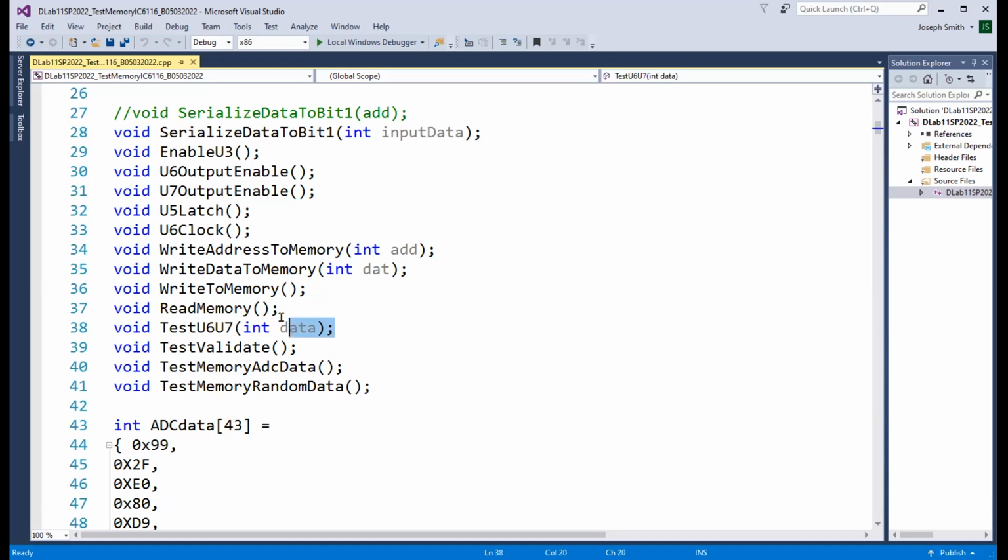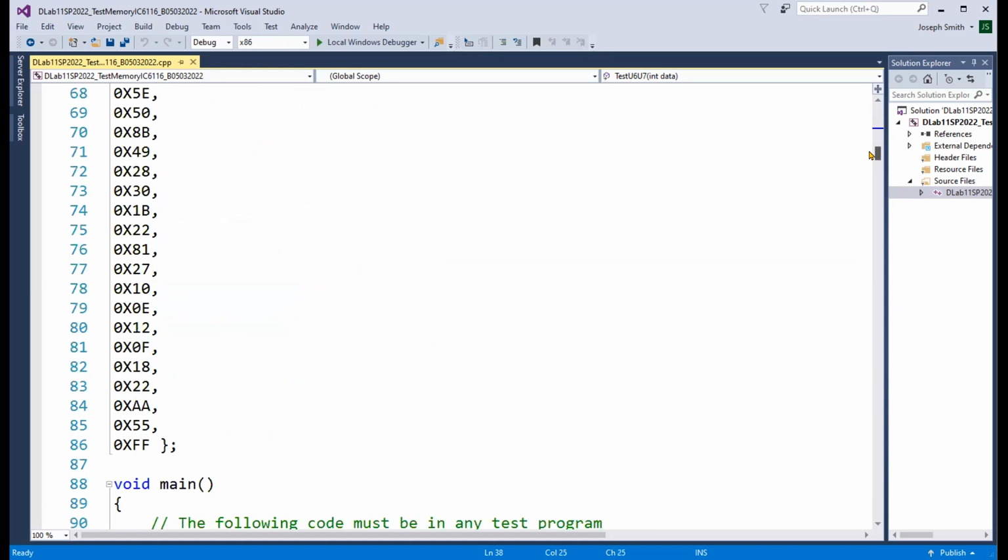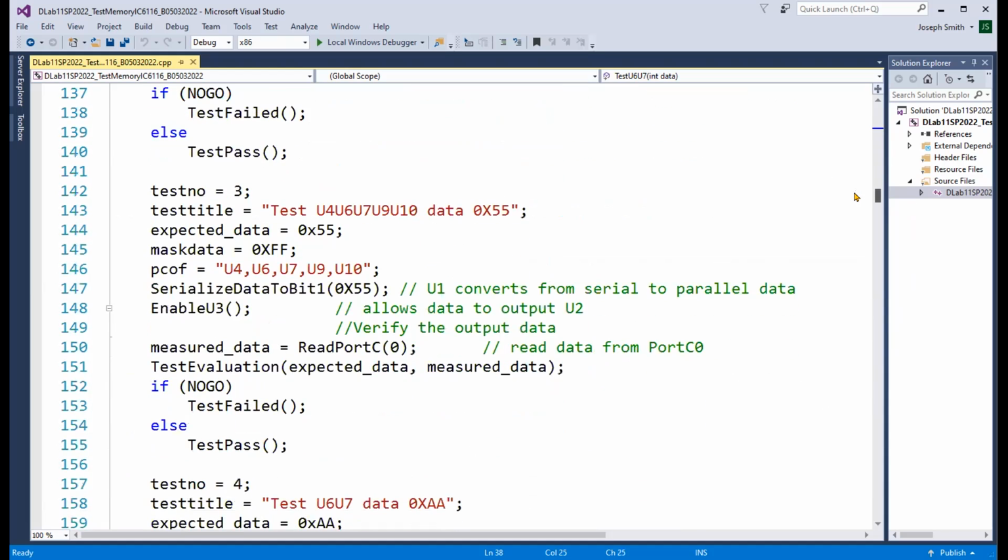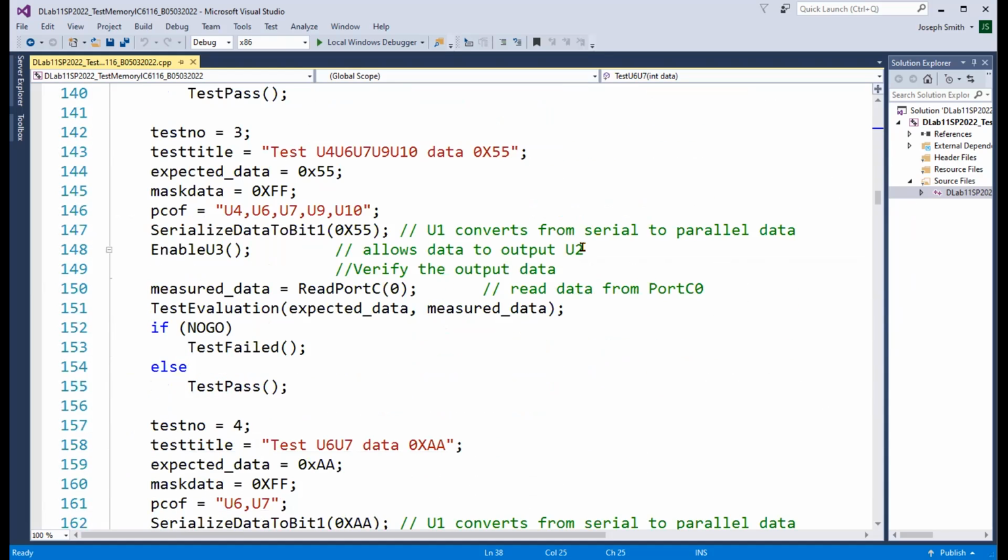Okay, so right here. Call this function. Enter data 0x55. Okay, control C. Okay. So now go up there, go back to 3, and then come after. Expect data 55 correct. Pcop correct. But delete 147.